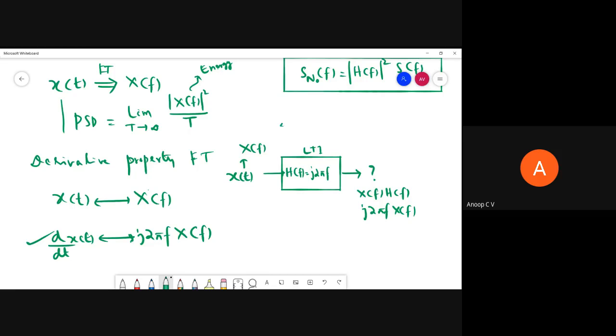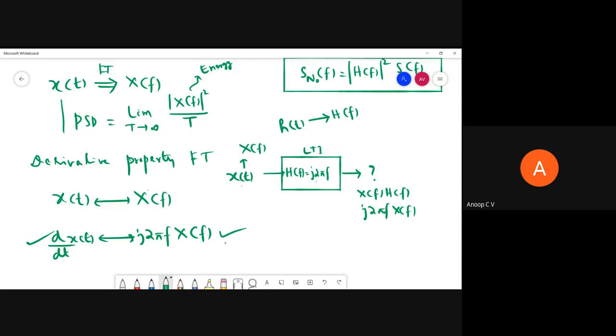Again, if you have confusion about what the transfer function is: h of t is the impulse response, and if you take its Fourier transform you get H of f, which we can call the transfer function. You can consider the transfer function as the Laplace transform of the impulse response, or the Fourier transform of the impulse response, depending on the case. So if I pass x of t through an LTI system which has a frequency response equal to j 2 pi f, the output will be X of f into j 2 pi f.